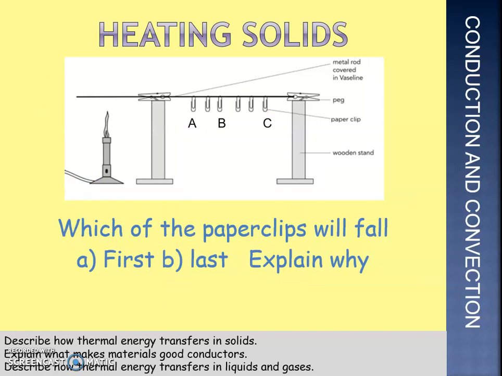Okay? So, quick question. Heating a solid: there, we've got a metal rod which is covered in Vaseline. On that Vaseline we've stuck 6 paper clips and we've heated one end of the rod. Which of the paper clips will fall off first? Which one will fall off last? And explain why that will happen. Pause the video whilst you attempt that question.